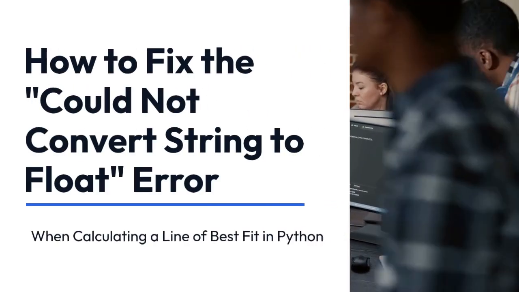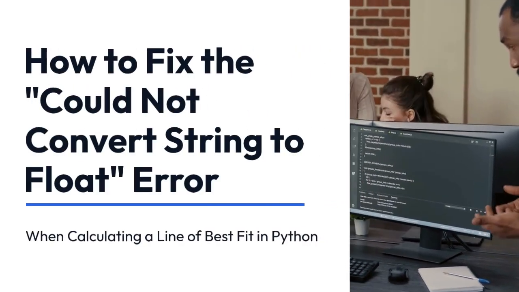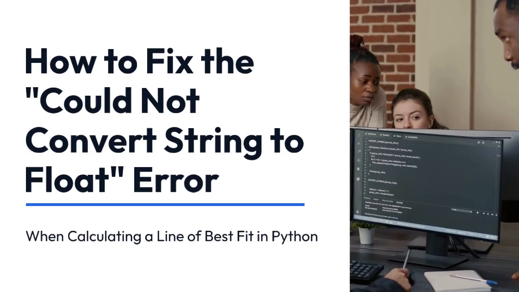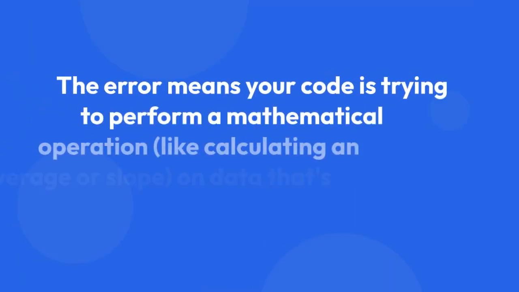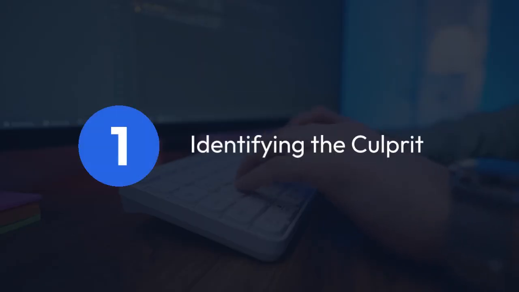We're going to explain how to fix the "could not convert string to float" error that often pops up when you're trying to calculate a line of best fit in Python. This error usually means your code is trying to perform a mathematical operation, like calculating an average or slope, on data that's stored as text instead of numbers. Let's dive into the common causes and solutions.